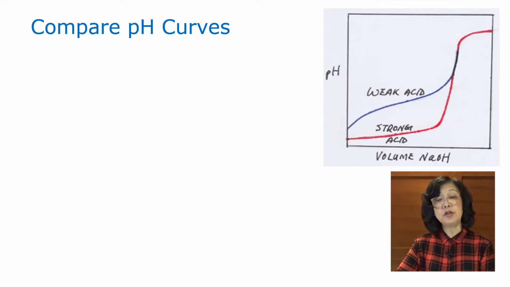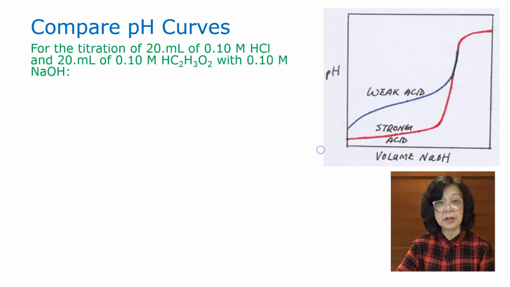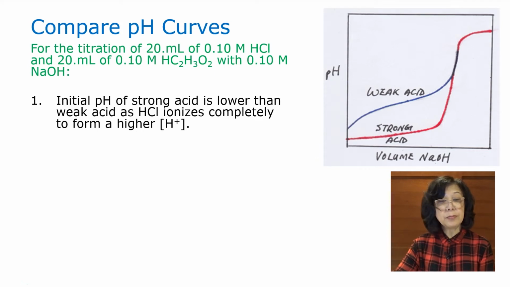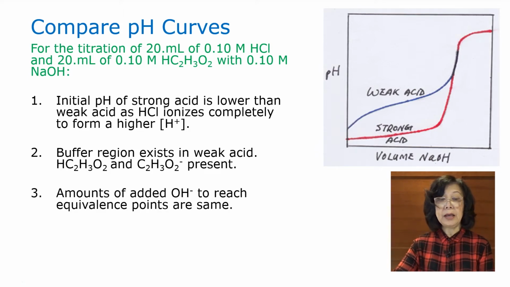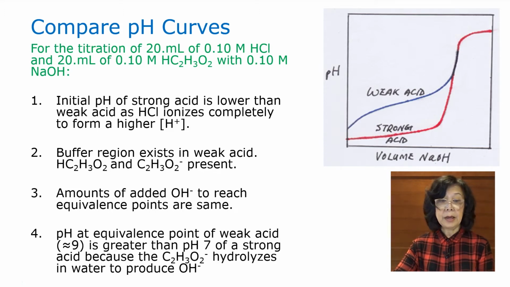If you compare the pH curve between a strong and a weak acid, you'll notice that the initial pH of the strong acid is lower than that of the weak acid because we have a higher concentration of hydrogen ion. The buffer region exists in the weak acid but not the strong acid. And the amount of hydroxide added to reach the equivalence point is exactly the same, given that we have equal molar, equal volume of the two acids. And pH at the equivalence point is higher for the weak acid, about 9, than that of the strong acid, which is about 7.